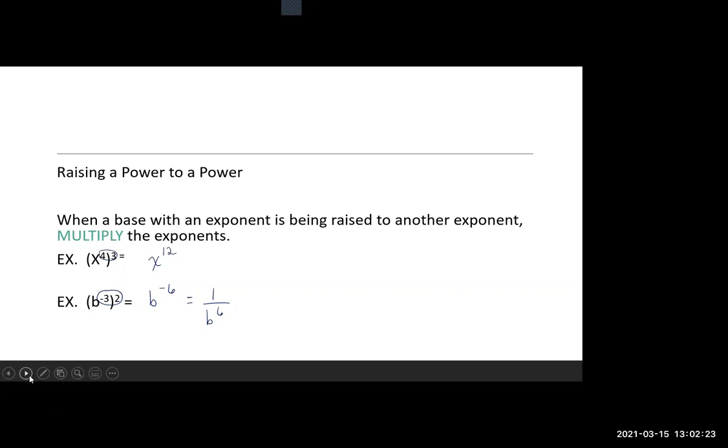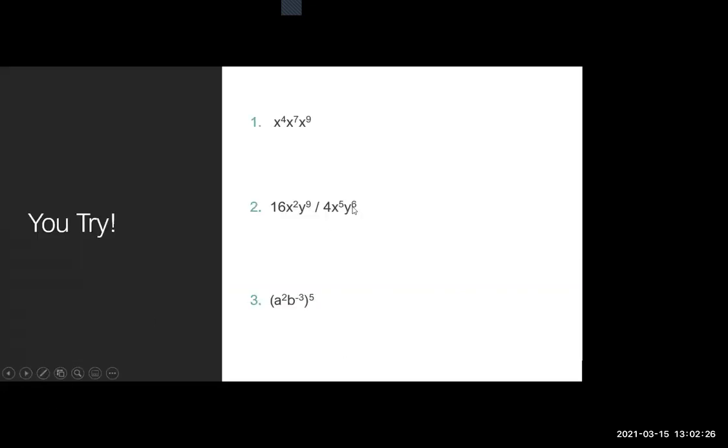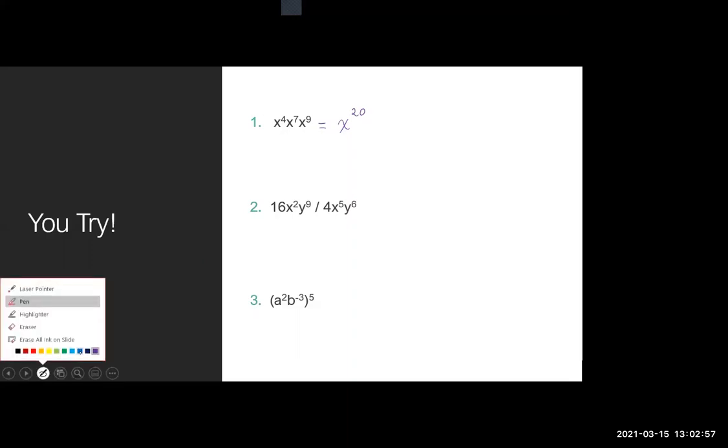All right. So let's try. Okay. We've got x to the 4th times x to the 7th times x to the 9th. So remember the shortcut. You can add those. So do a quick little arithmetic. We get x to what power? 20. Exactly. Yes.